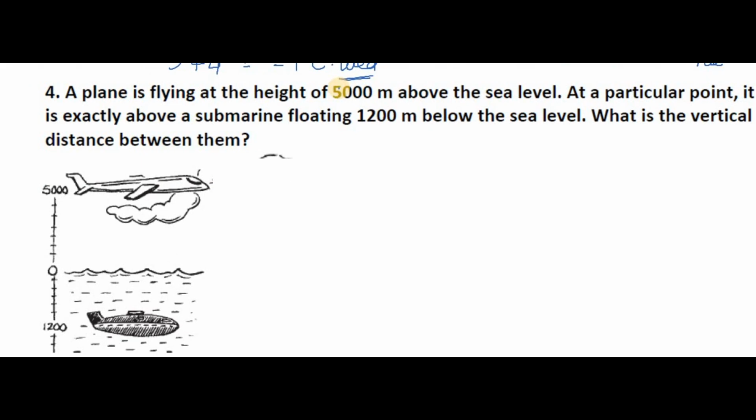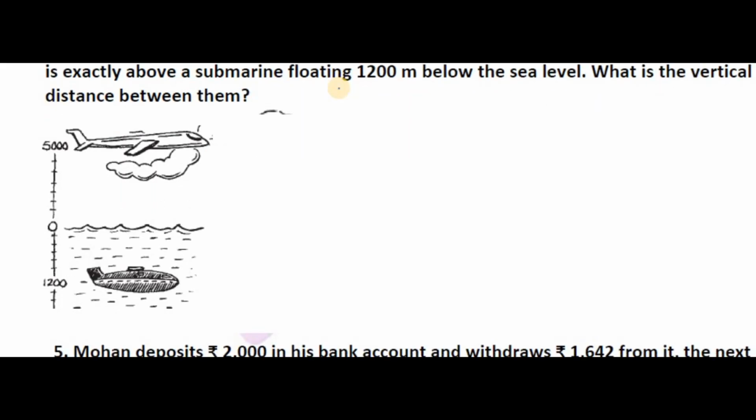Now we'll move on to the next question. A plane is flying at a height of 5,000 meters above the sea level. At a particular point, it is exactly above a submarine floating 1200 meters below the sea level. What is the vertical distance between them? If you observe the figure here, the plane is 5,000 meters above the sea level and the submarine is 1200 meters below the sea level. What is the vertical distance between them?